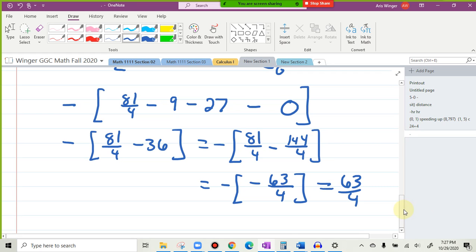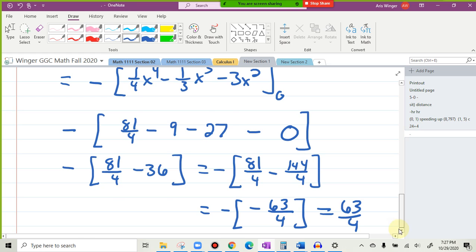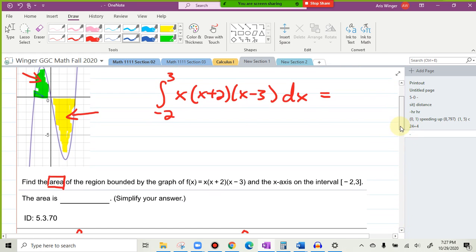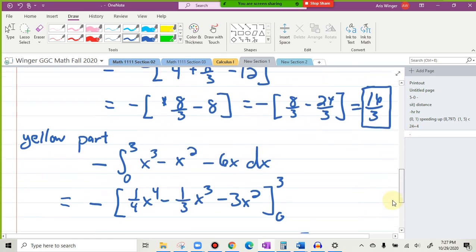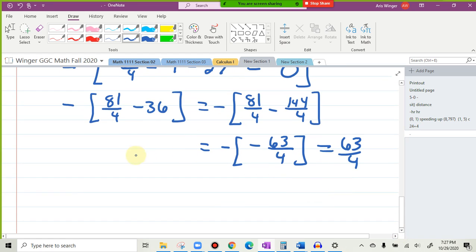So the integral from 0 to 3 is negative 63 over 4, but the area of the yellow part is positive 63 over 4. Adding that to the green part, which is 16 over 3, and that's the answer, 63 over 4 plus 16 over 3. Find the common denominator and get the answer.